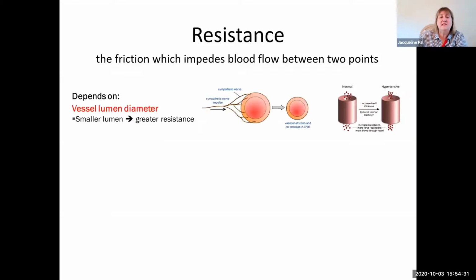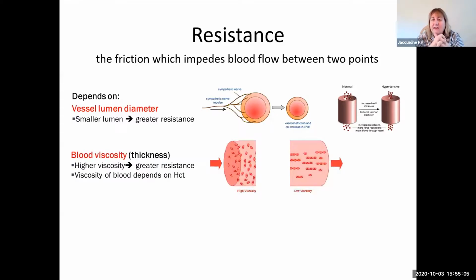So the resistance in a blood vessel is going to depend on three different factors. The first has to do with the lumen diameter. And it doesn't matter why, but the smaller the lumen is, the greater the resistance. So if we have nervous stimulation, which causes vasoconstriction, and the diameter decreases, then we know the resistance is increasing. The same occurs if you have atherosclerosis, decreasing the radius.